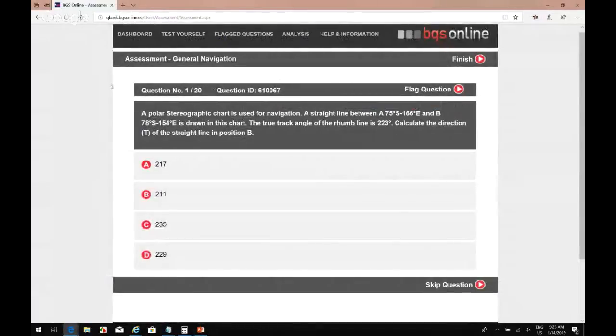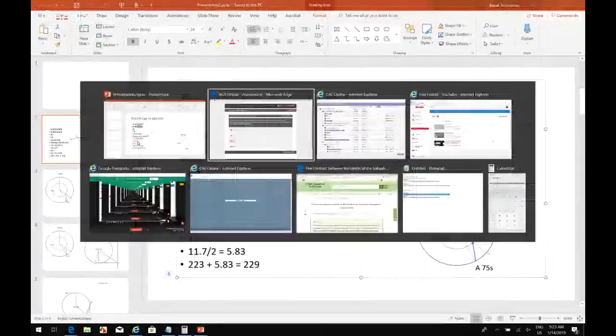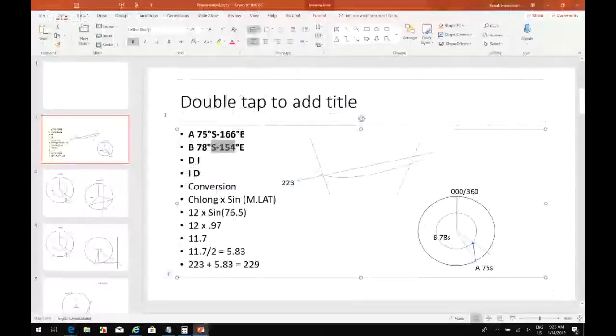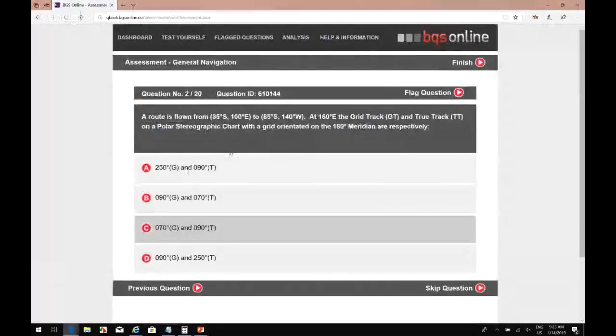Calculate the direction true of the straight line in position B. And I think we did that with the conversion calculation, yes. So we said the difference in longitude is 12. That's the change in longitude times the sine of the mean latitude, 76.5. Gave us a conversion angle, 223 plus 5.83 is 229. All right, great.